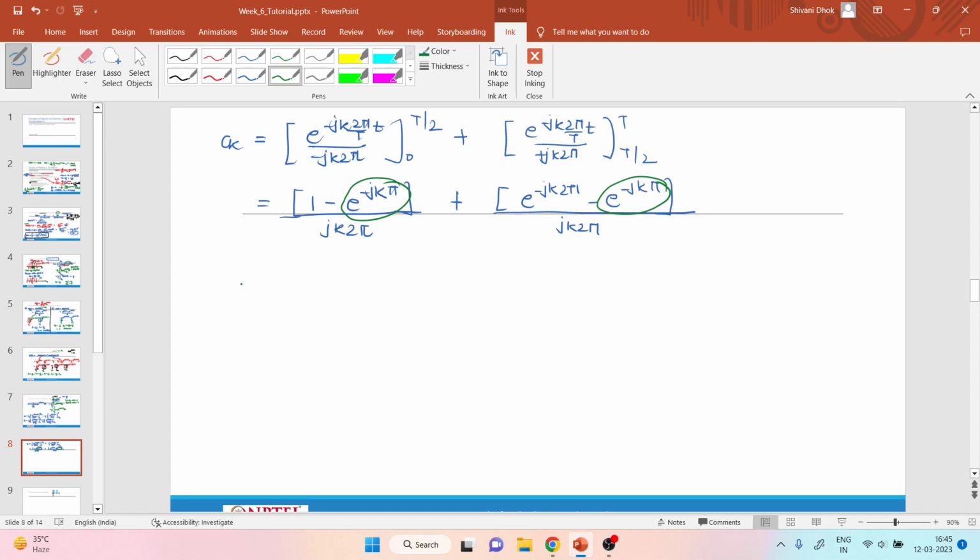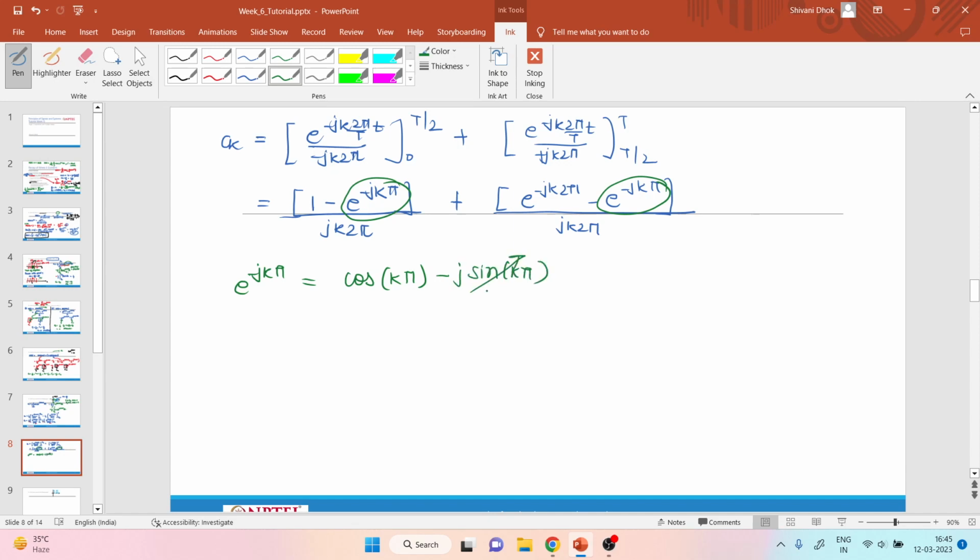Now let us consider these, e power minus j k pi. So this is equal to cos of minus k pi, which is equal to cos k pi, plus, or let's say minus j times sine k pi.